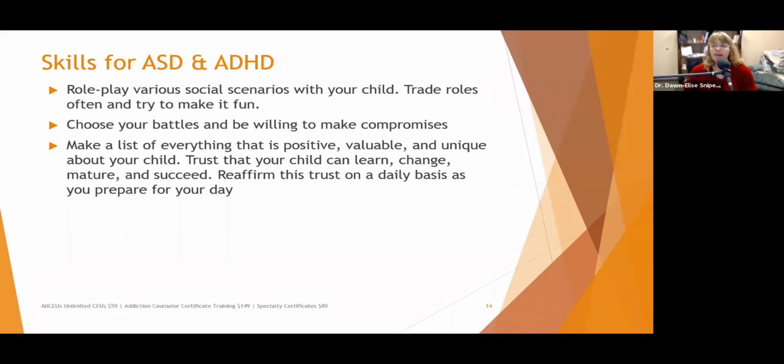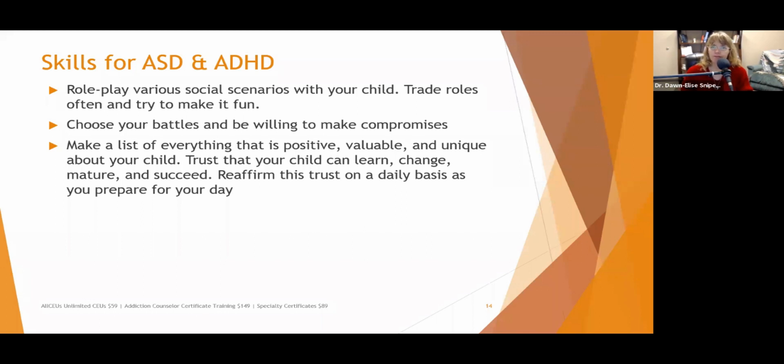Make a list of everything that is positive, valuable, and unique about your child. Trust that the person can learn, change, mature, and succeed, and reaffirm this trust on a daily basis as you prepare for your day. So this is that positive reframing that we really want to encourage caregivers to embrace beginning every single day.